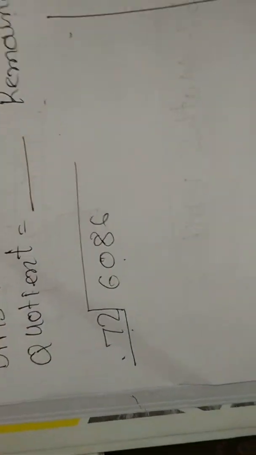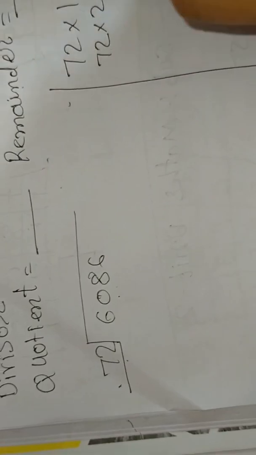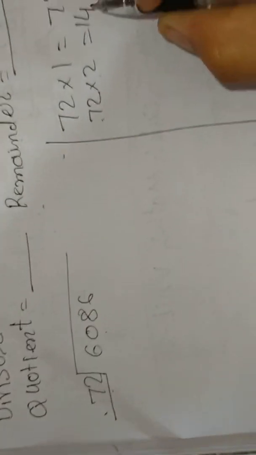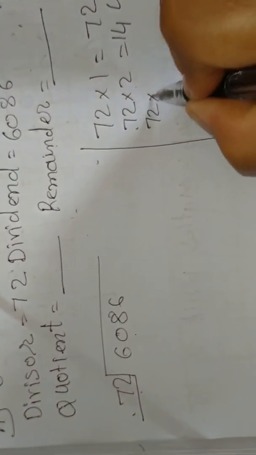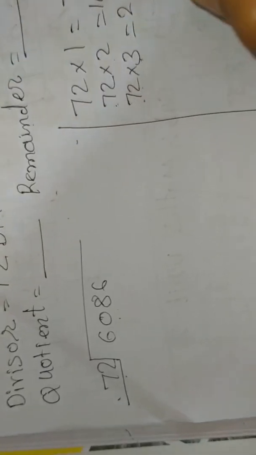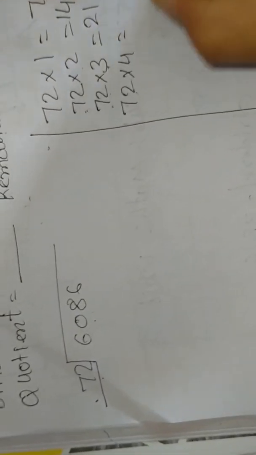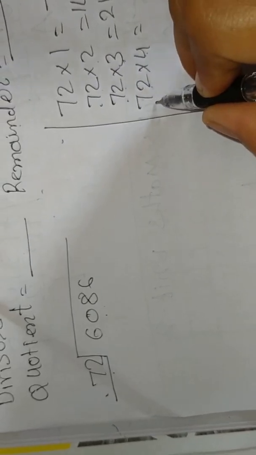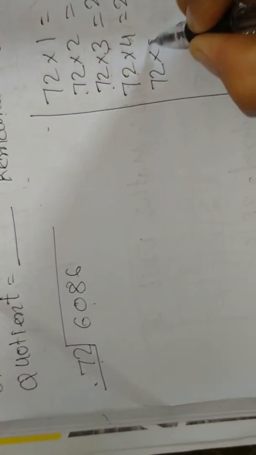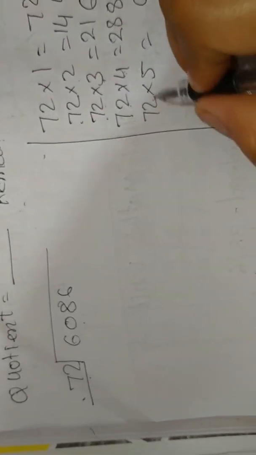So we have to write the 72 table. 72 ones are 72. 72 twos are 144. 72 threes: 3 twos are 6, 3 sevens are 21, so 216. 72 fours: 4 twos are 8, 4 sevens are 28, so 288. 72 fives: 5 twos are 10, write 0, 1 is a carryover. 5 sevens are 35, 35 plus 1 is 36.